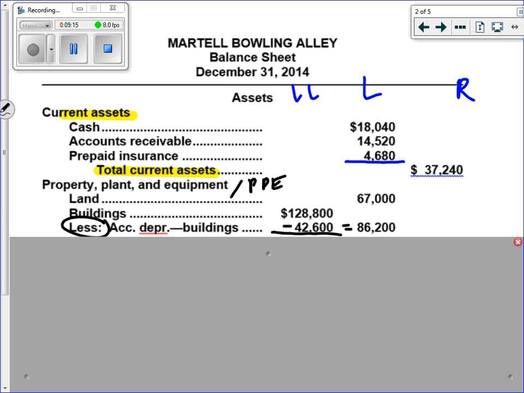Like putting the 42 and the 86 on the same line. Is that what you mean? Yeah, equipment can go next because you're all under the PPE heading right now.